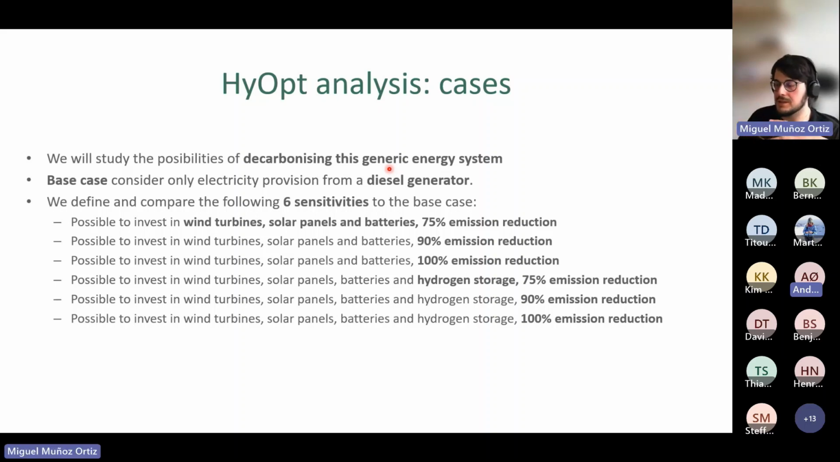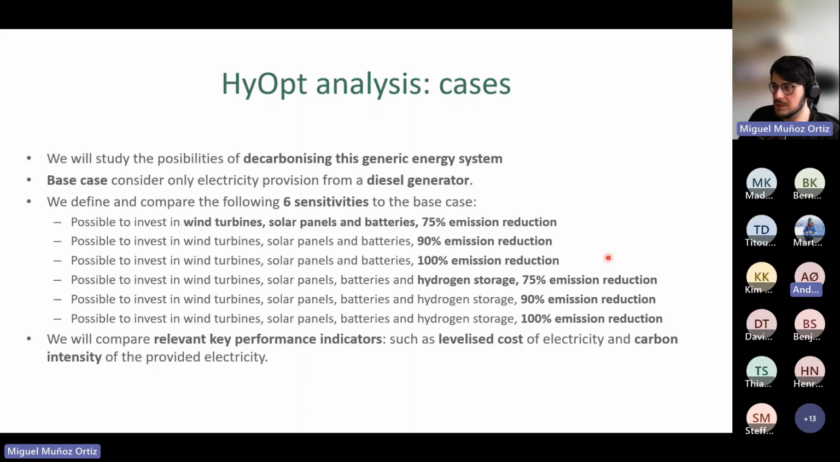And then we define 6 sensitivities that we compared with the base case. First, what kind of storage we allow. In the first 3 cases, we just allow batteries. So we have wind turbines, solar panels, and batteries as a possibility to invest. Whereas in the last 3, we have hydrogen storage. And then we test what the optimal system looks like if we are aiming at 75% emission reduction, 90%, and 100%, to see the effect on the total cost, the cost of each component, the sizing, and everything.